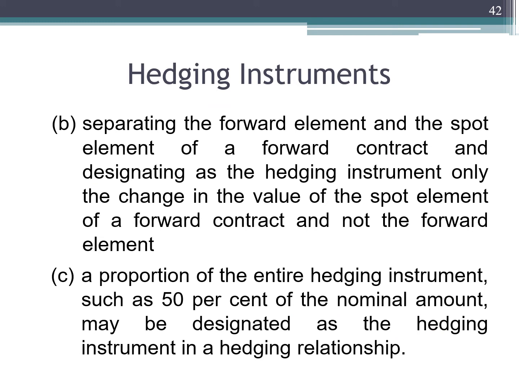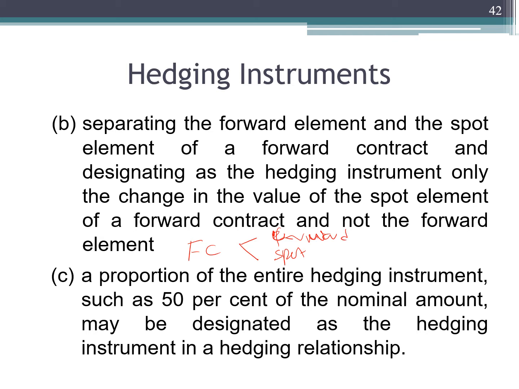Okay, and then the other one is about the forward elements. For the forward element, the contract itself can be the hedging instrument, and the spot element can be the hedging instrument. So for the forward contract, we have two elements here: the forward element and the spot element.